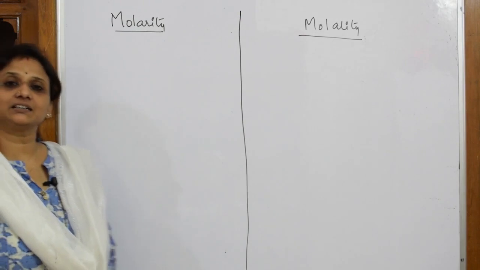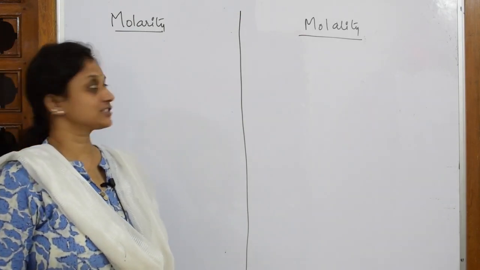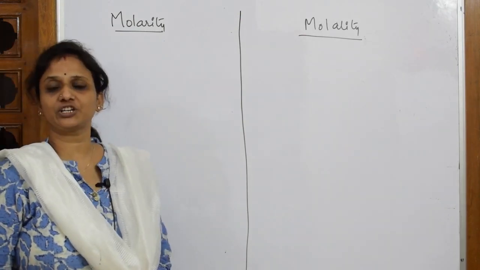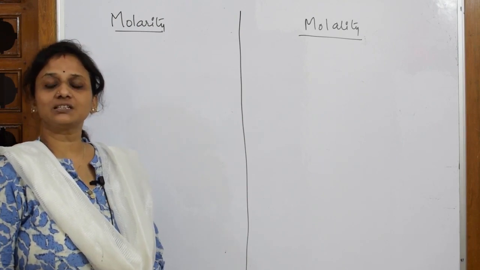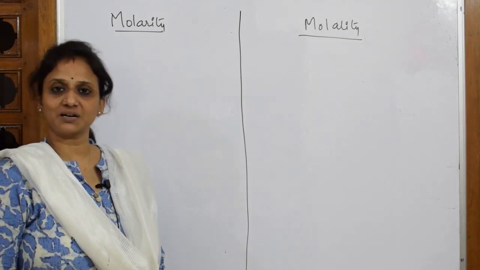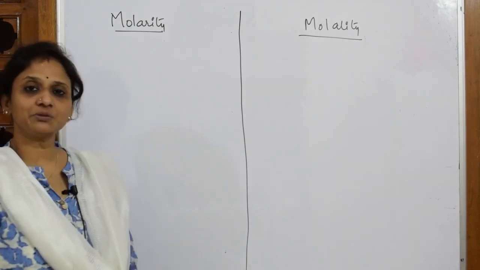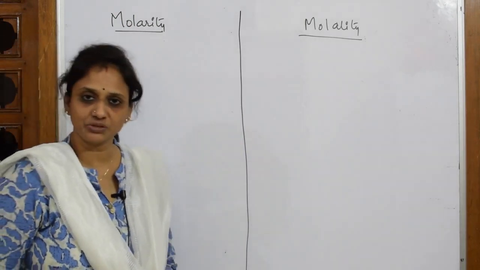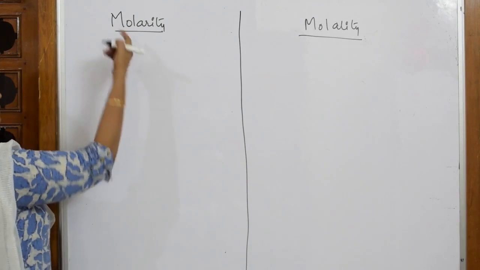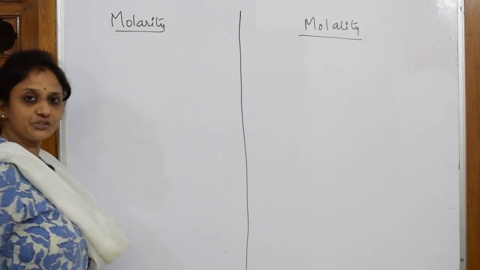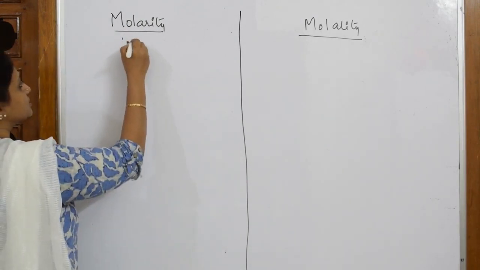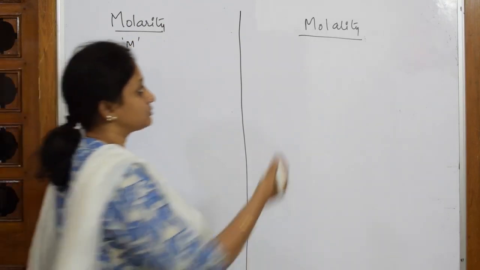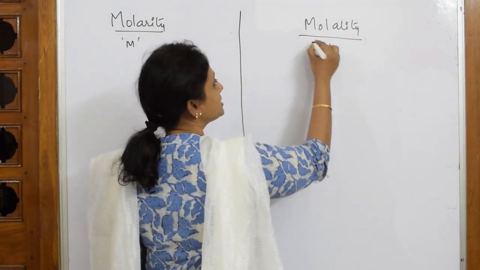Let us come back and learn the next concentration unit, that is molarity and molality. We have already done mole fraction. We have also learned what is volume percent as well as mass percentage. So when I speak about molarity, first let us learn the formula and then start applying it in the numericals. Molarity, one more concentration unit, is denoted by capital M. Molality is denoted by small m.